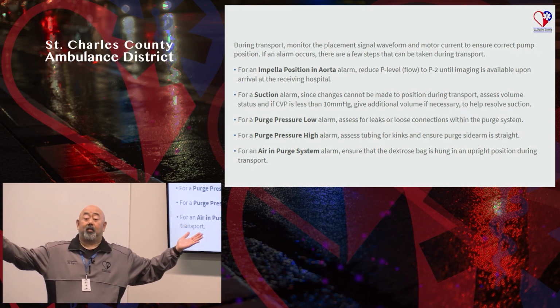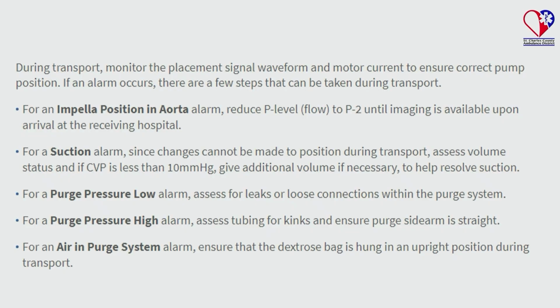Give volume. Give a 500 cc bolus, maybe even 1,000, depending on if they tolerate it, and that may resolve it. So that's one of the recommended actions as well from the manufacturer. If the purge pressure is low, check for leaks and loose connections within the system. Same with a high purge pressure: look for kinks or obstructions in the system.